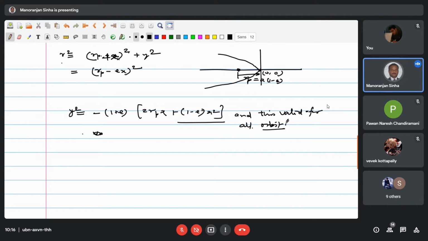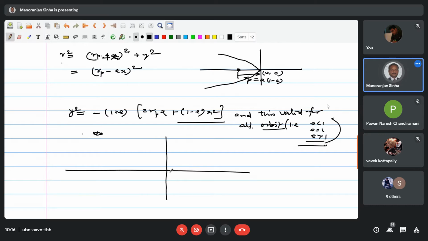Valid for all orbits, that is e less than 1, equal to 1, and greater than 1. And all other forms you cannot directly apply them that way. Anyway, you will find this stuff in many books. You can refer to them for that. Hyperbola case we will take later on. Right now we are not going to take.